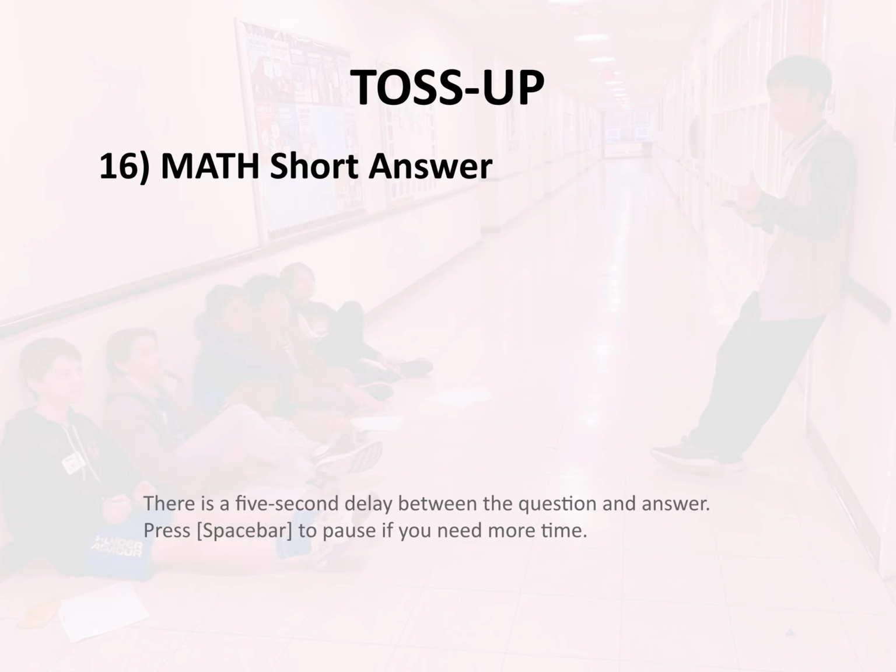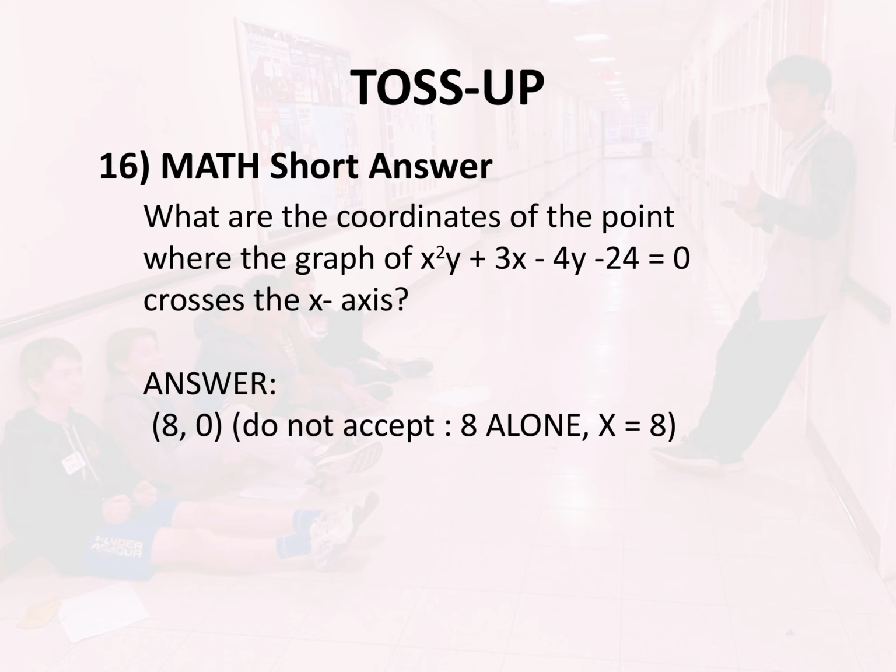Toss-up 16. Math. Short answer. What are the coordinates of the point where the graph of x squared y plus 3x minus 4y minus 24 equals 0 crosses the x-axis? Answer: 8, 0.